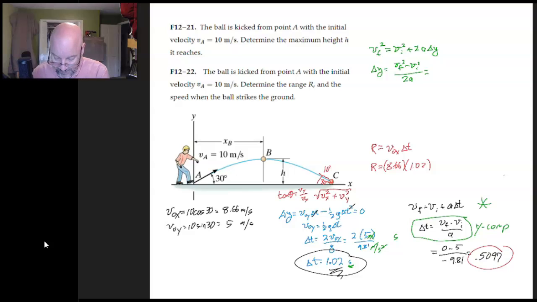At the apex of the trajectory, the y component goes to 0. We still start off with what we had before, so 5 squared, divided by 2a, but a is minus 9.81. And that gets us 1.27 meters.